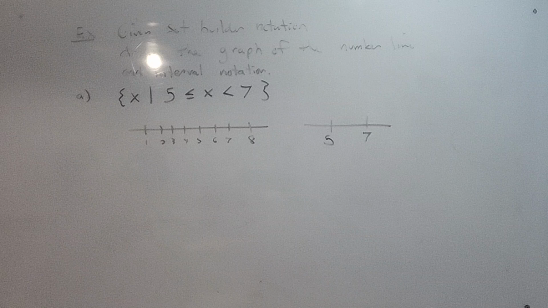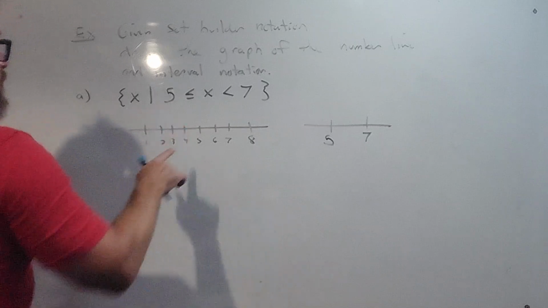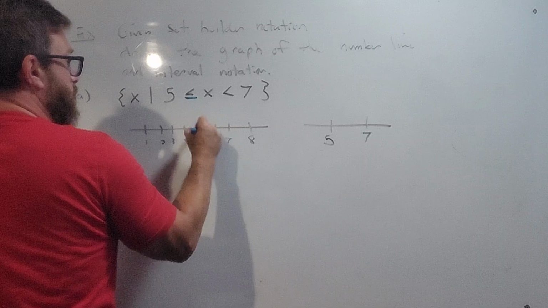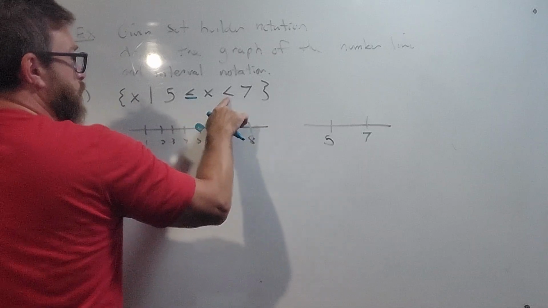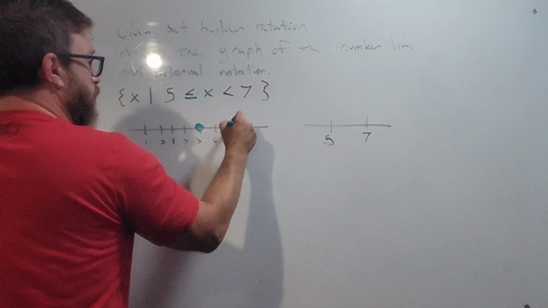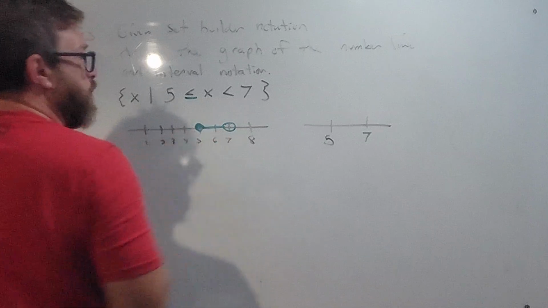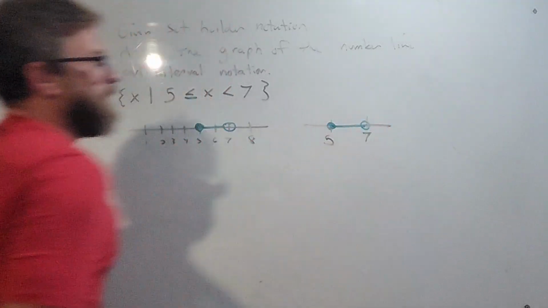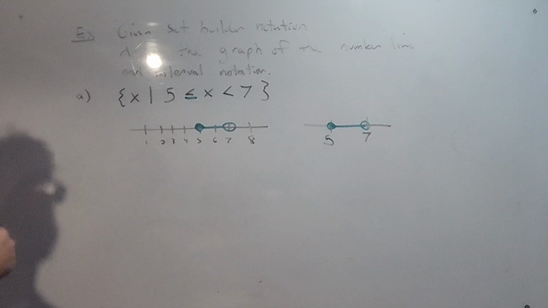So we are going to start at 5, and since it equals it, this little equals bar means it's going to be filled in. This one doesn't have an equals bar, so it's going to be an open circle, so we're going to be all numbers between. So you could have just done the 5 and the 7 and did it that way. That would be just fine.